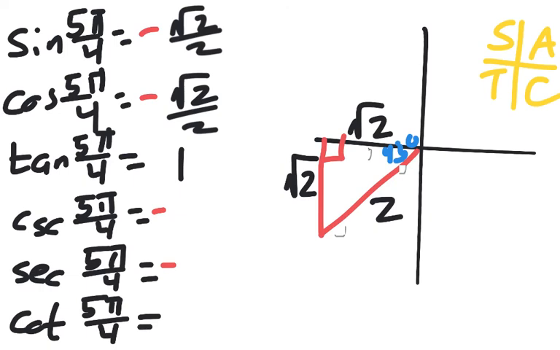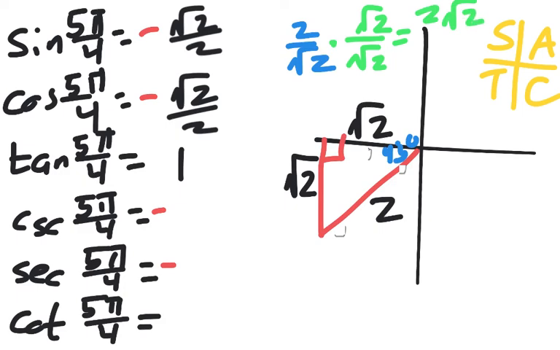Next, cosecant of 5 pi over 4. So I know cosecant is the reciprocal of sine. So if I flip sine, that's going to give me 2 over radical 2. And then to rationalize this, I have to multiply by radical 2 on top and bottom. So that's going to be 2 radical 2 over 2. Those 2's are going to cancel, which is going to leave me with just radical 2. So cosecant of 5 pi over 4 is negative radical 2.